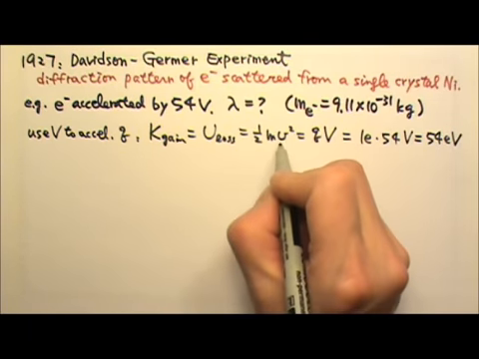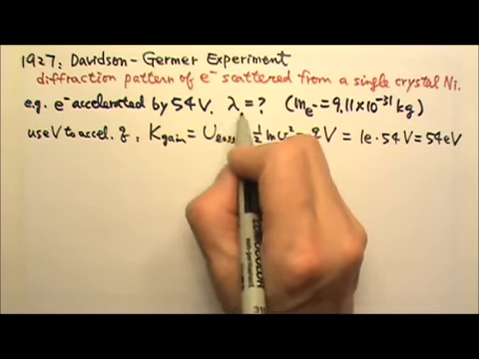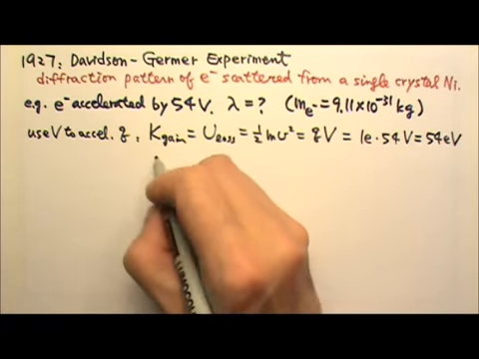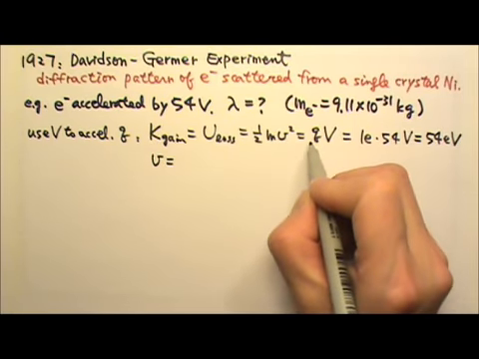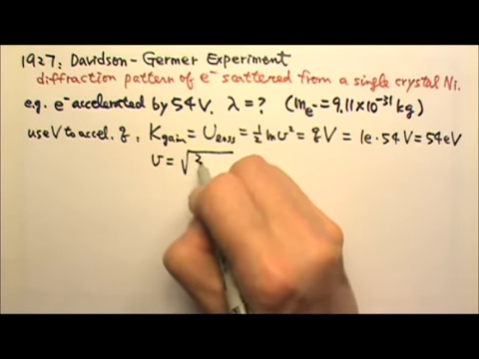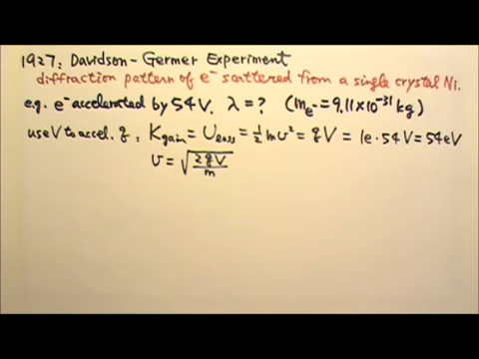Right now what we need is the speed, so that we can use the speed to find the momentum, and then we can use the momentum to find the wavelengths. So let me solve for the speed first. If I solve for the speed, I can multiply by 2 on both sides, divide by m, and then take the square root. So this is the square root of 2QV over m.